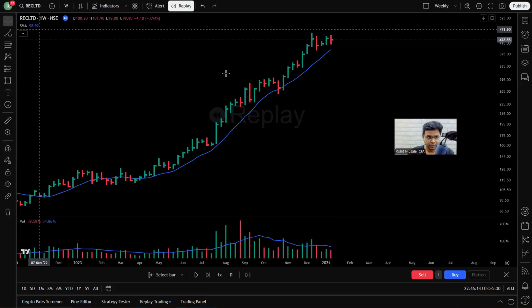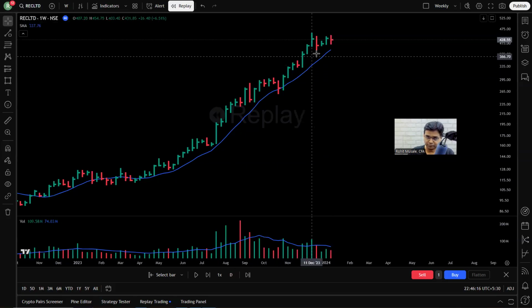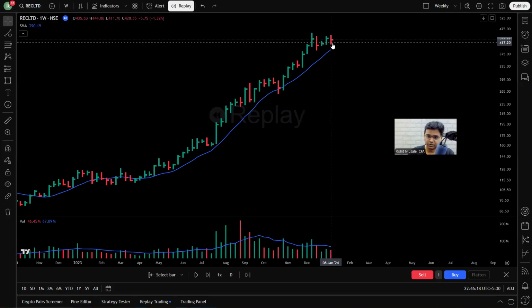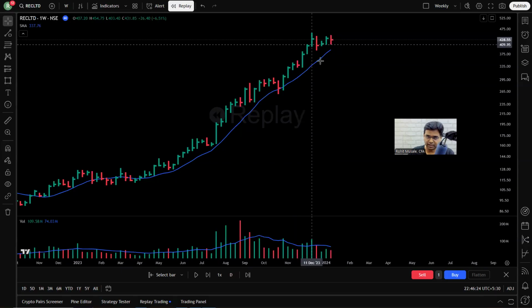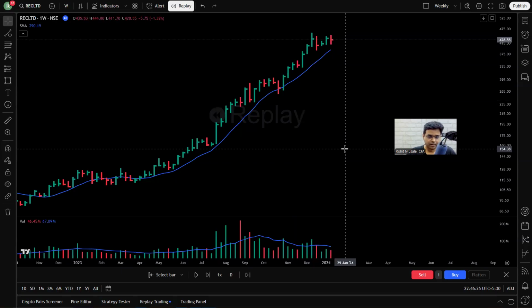Now, have a look at this. This is REC Limited. As per the SEBI regulations, I am using an old chart example. So this is 8th of January 2024. As you can see, this is a flat base. Just because a stock is in early stage base does not mean that your risk is low. Let me repeat that statement. Just because your stock is in early stage base does not mean that the risk in that base is low.